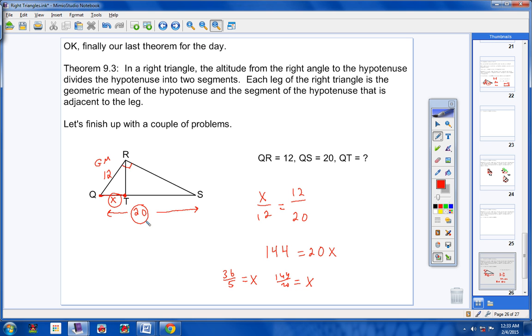Now I don't care if you write your answer as 36 over 5. You're welcome to write it as 7 1/5, which is the same thing, or you're welcome to write 7.2. All of these answers are sufficient. Okay, so there we go, not too bad. So we're dealing with the leg and these two segments here. Alright, let's take a look at the next problem.